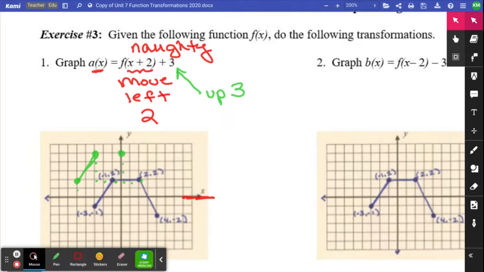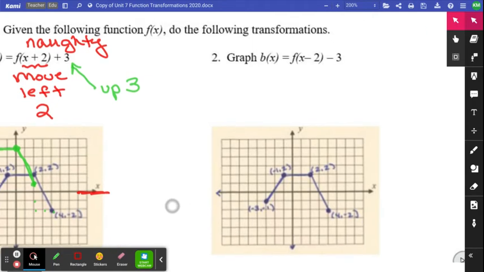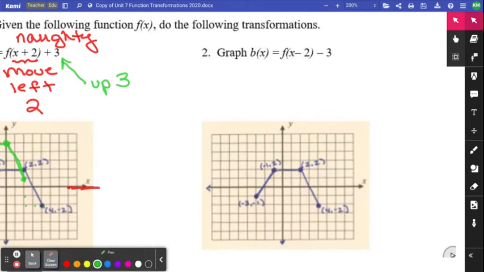I'm going to clean up my page a little bit. And you guys should be ready to do one on your own in a sec for the next problem. So connect that. And now this last one, 4, negative 2. I'm going to go left 2 and then up 1, 2, 3. And there is my transformation. Now let's go on to number 2. I'm going to get you started and then you guys are going to answer some questions. Our problem is graph b of x equals f of x minus 2 minus 3.